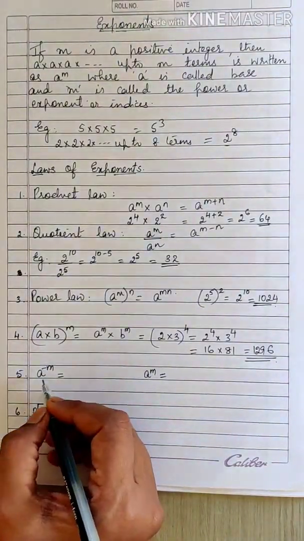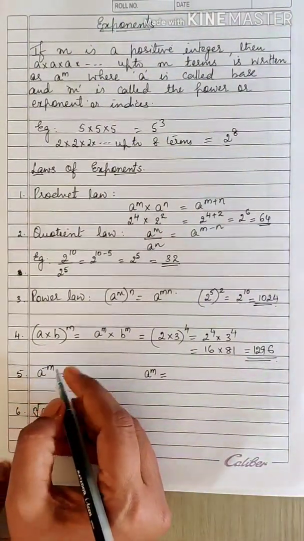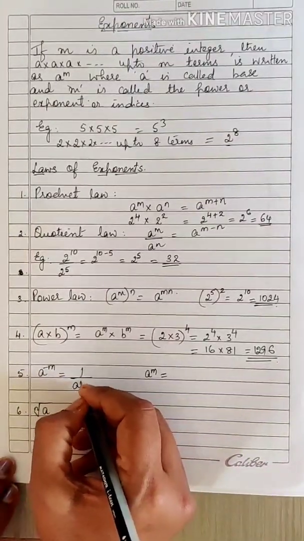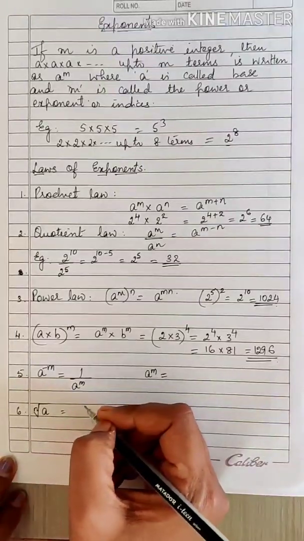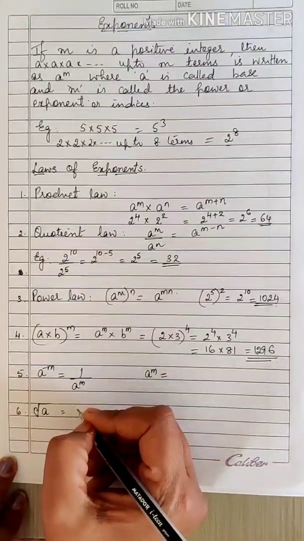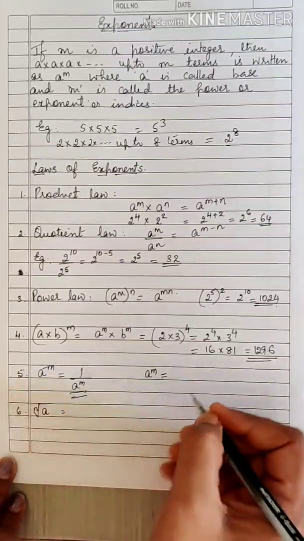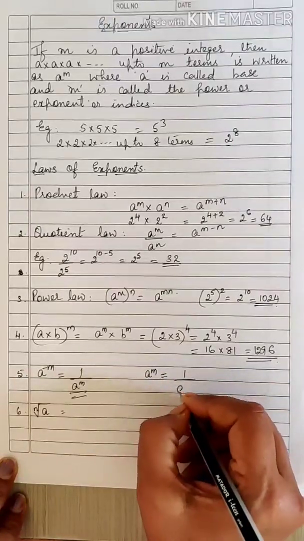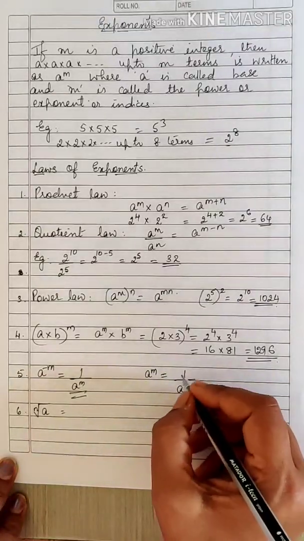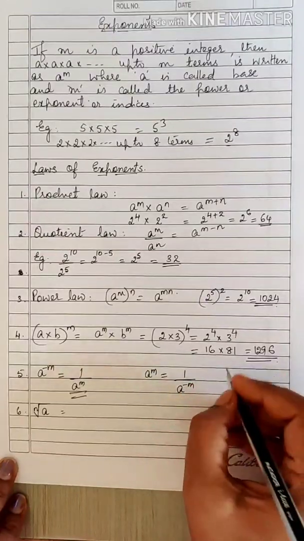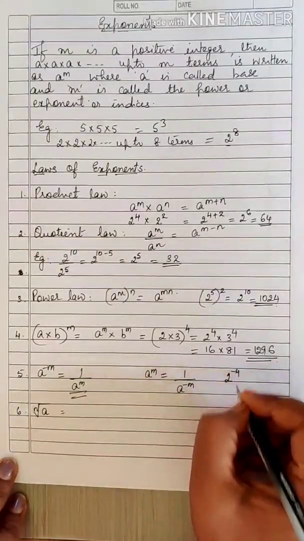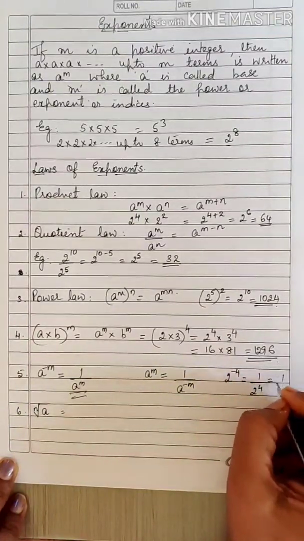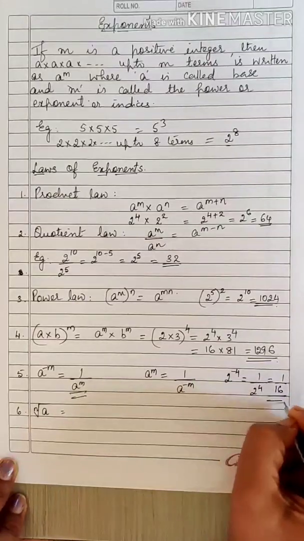Now, next one, a to the power of minus m. When you convert this negative power to positive power, you bring that a to the power of minus m to the denominator. So, it becomes positive. Always your answer should be in positive power. Similarly, a to the power of m, you can bring it down and make it negative. That is 1 by a to the power of minus m. It is 2 to the power of minus 4 will be 1 by 2 to the power of 4, which will be equal to 1 by 16.